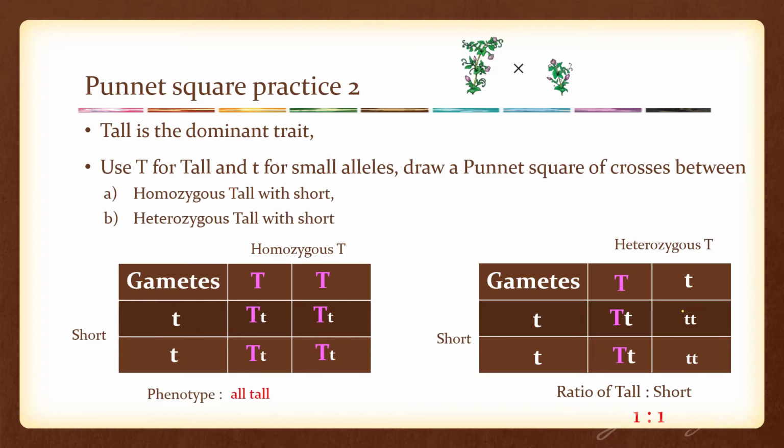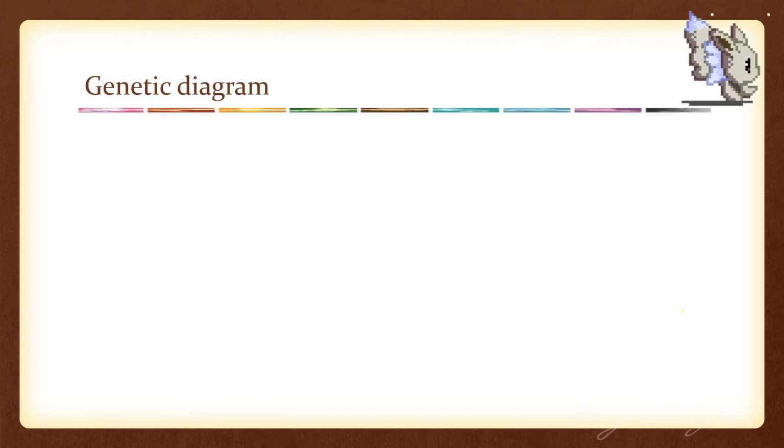So this is all for Punnett square. It is very easy. But the thing is, for pure science, I have never seen them requiring you to draw a Punnett square per se in paper 2. You can definitely use it for paper 1, but for paper 2 of pure science, what they normally ask you to draw is a genetic diagram.